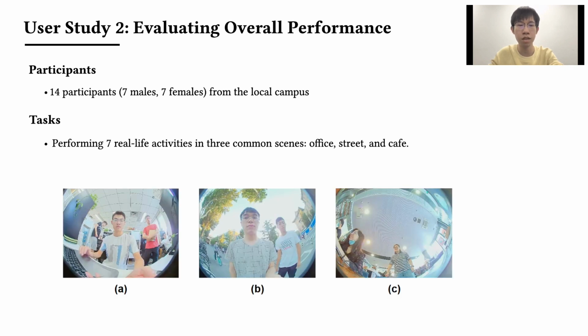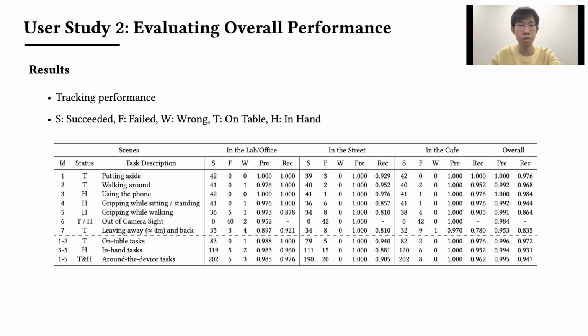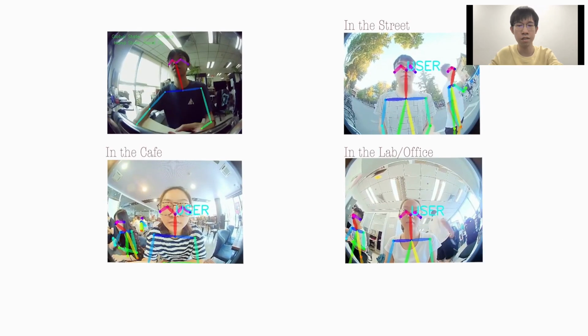We conducted a second study to evaluate the overall performance of our pipeline in real-life cases. We collected real-life activity data from 14 participants in 3 scenes. Each participant authenticates first, then performs the desired task. We evaluate whether our system can successfully track the participant. Results show that our algorithm works pretty well regardless of the scene and task.